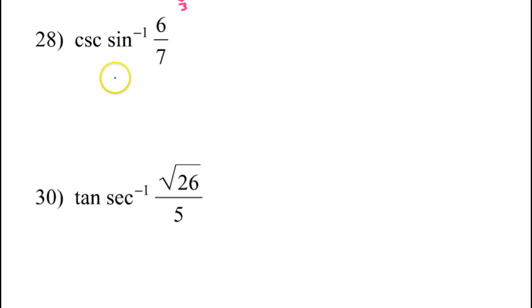Look at number 28. Please remember that an inverse trig function is an angle. So we are just taking the cosecant of an angle. What angle is this? This is the angle whose sine is 6 over 7. Now, I am not going to find out what that angle is. Instead, I'm just going to draw this angle.